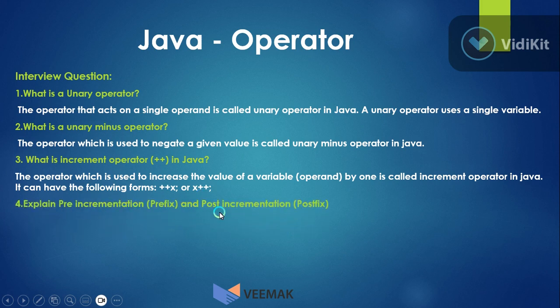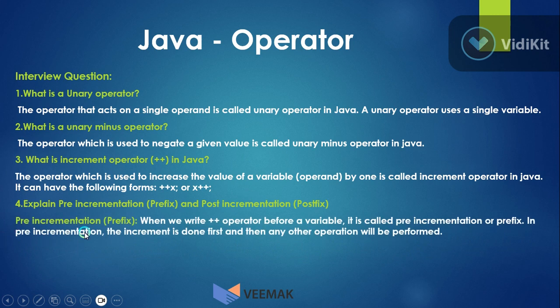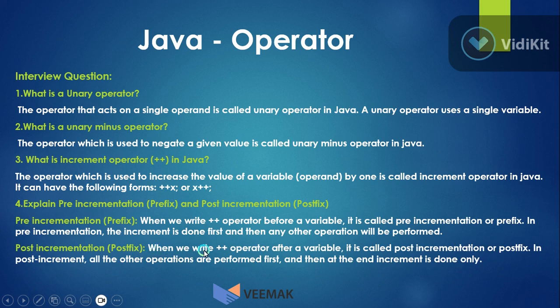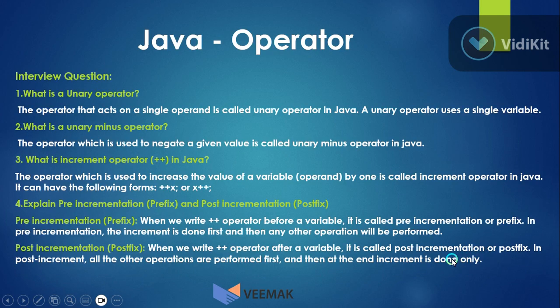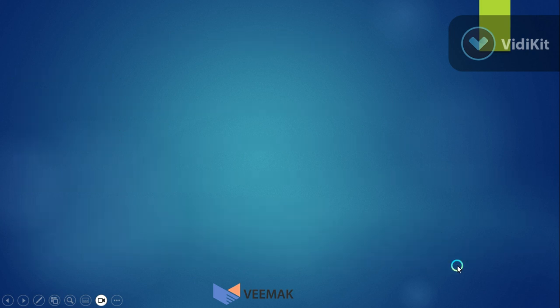Explain pre-increment and post-increment. When we write the ++ operator before a value, it is pre-increment or prefix. In pre-increment, the increment is done first and then any other operation is performed. When we write the ++ operator after the variable, it is called post-increment or postfix. In post-increment, all the other operations are performed first, and the increment is done at the end.